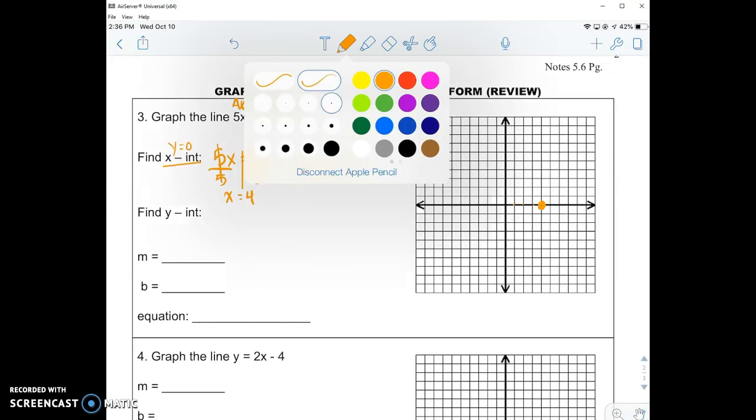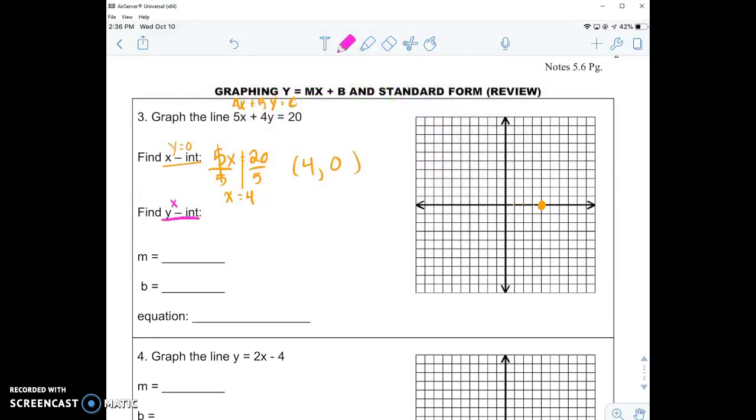Next, I need to find the y-intercept. For y-intercepts, remember this means that the x value is equal to 0, so I can cross off the part of the equation that has x, leaving me with just 4y equals 20. To solve this for y, I divide by 4 on both sides, and I get y equals 5. So my y-intercept is the point 0, 5. Since I have 2 points, I can graph my line.